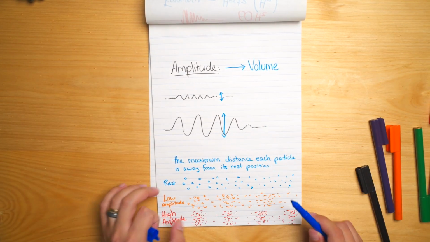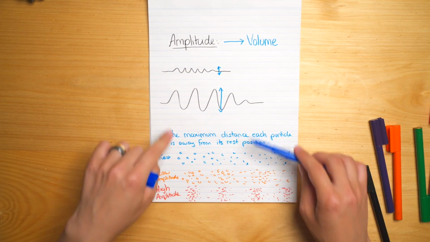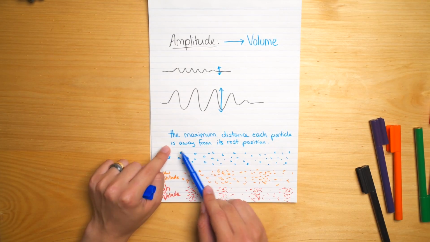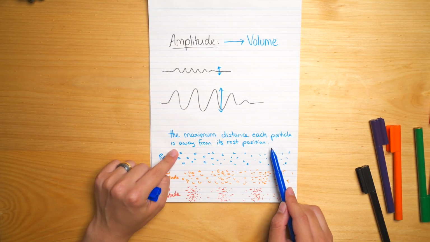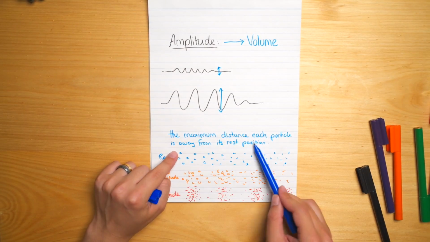Now, if we want to get technical here, now I'm not terribly comfortable with this, but the technical definition of amplitude is the maximum distance each particle is away from its rest position. Let me say that again. The maximum distance each particle is away from its rest position.